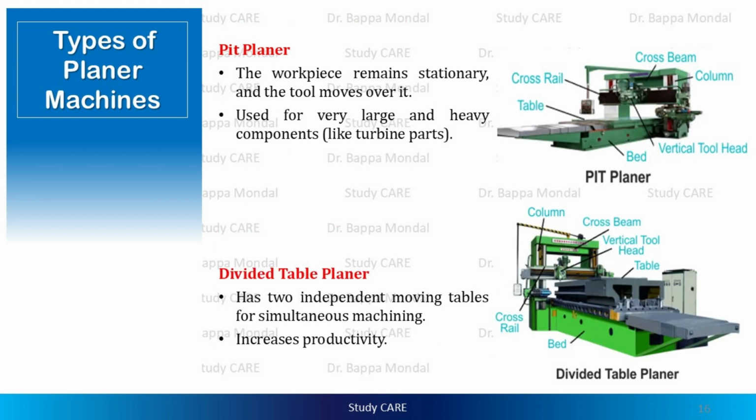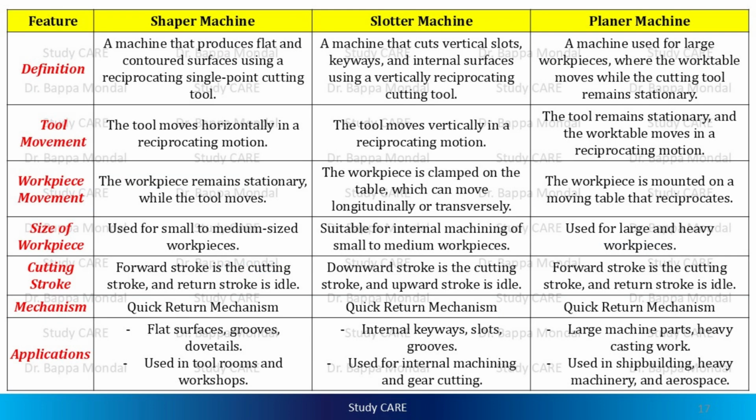Pit planer. The workpiece remains stationary and the tool moves over it. Used for very large and heavy components like turbine parts. Divided table planer. Has two independent moving tables for simultaneous machining. Increases productivity. Here is the comparison among shaper machine, slotter machine, and planer machine.